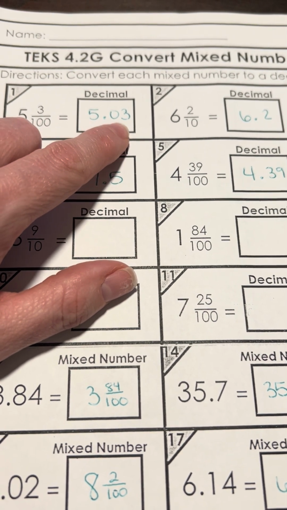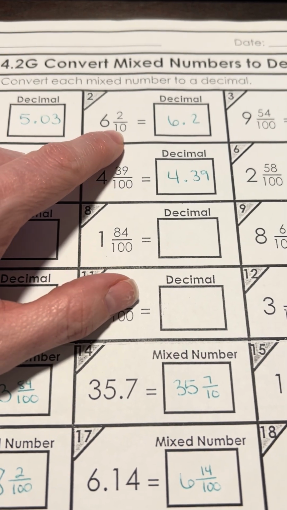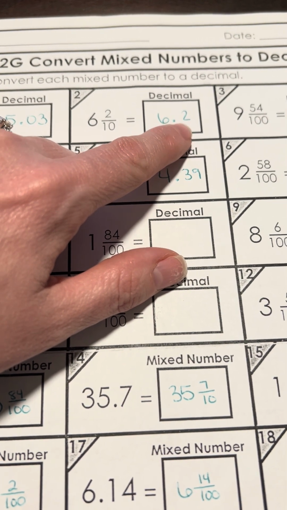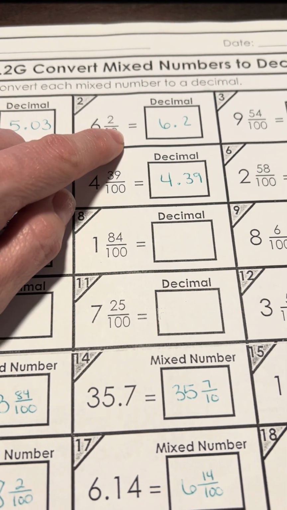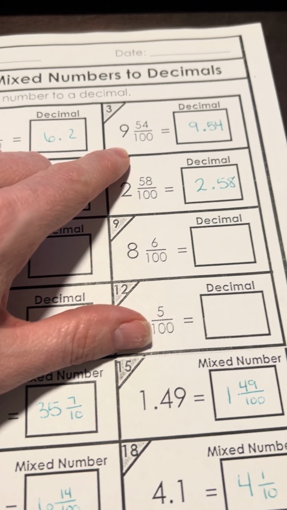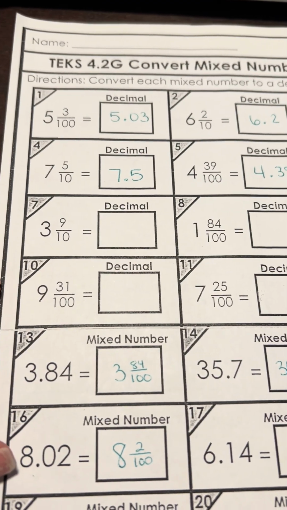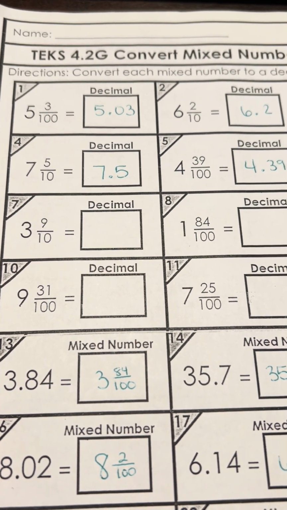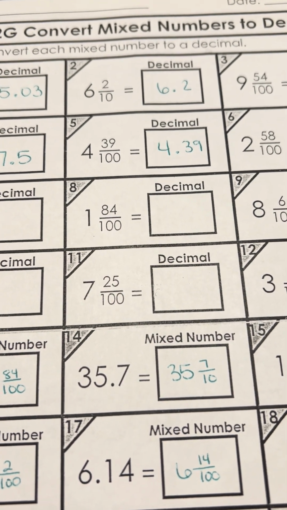So 5.03, 5 3/100ths. Number 2, 6 2/10ths, 6.2. Remember tenths is 1 place after the decimal. 6 is your whole number, 2/10ths is your fraction. Number 3, 9 54/100ths, 9 decimal point 54. Number 4, 7 5/10ths, 7 decimal point 5. 4 39/100ths, 4 decimal point 39.